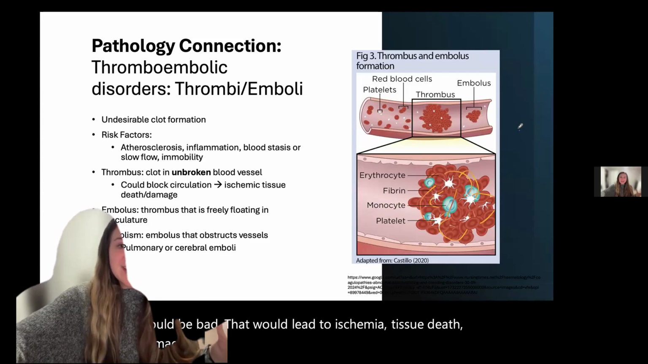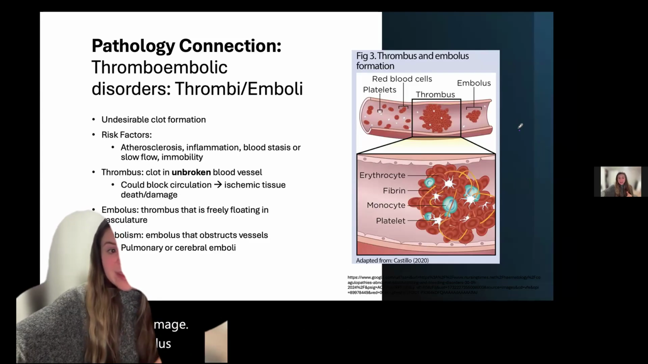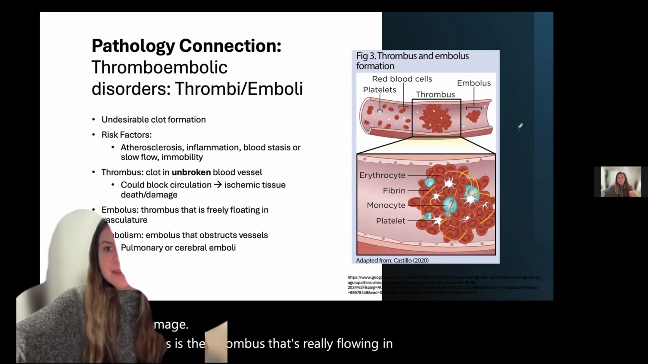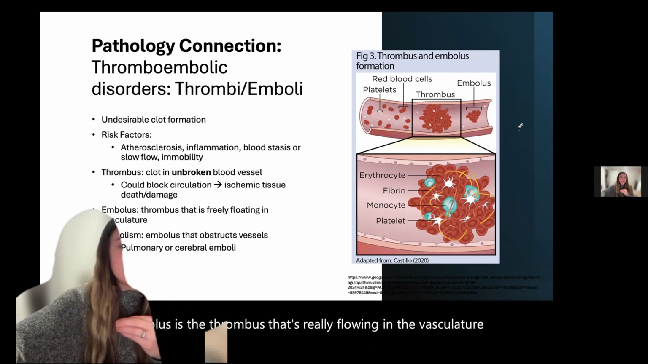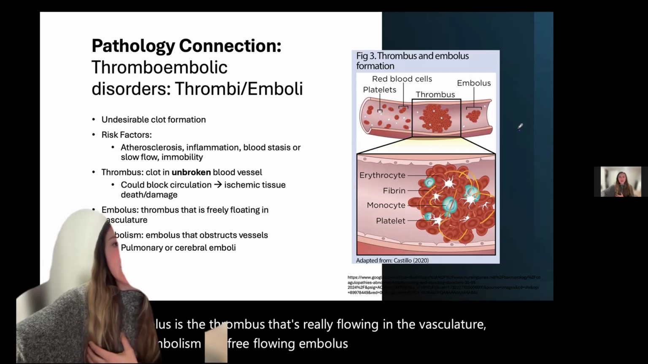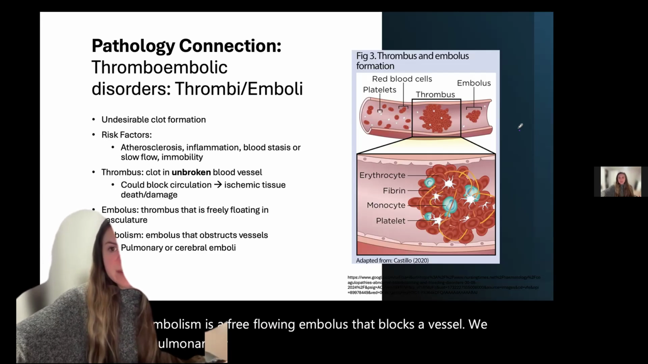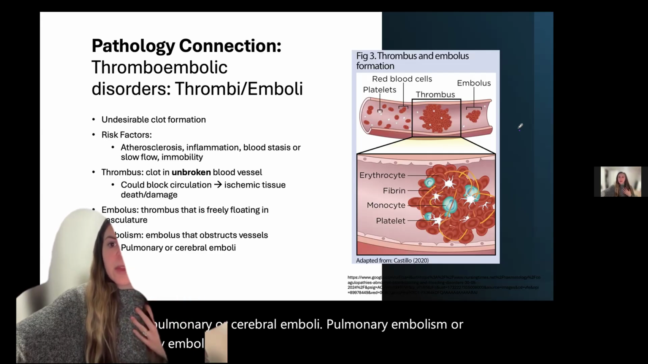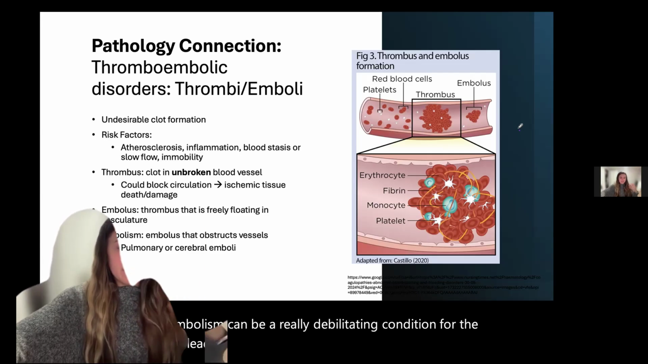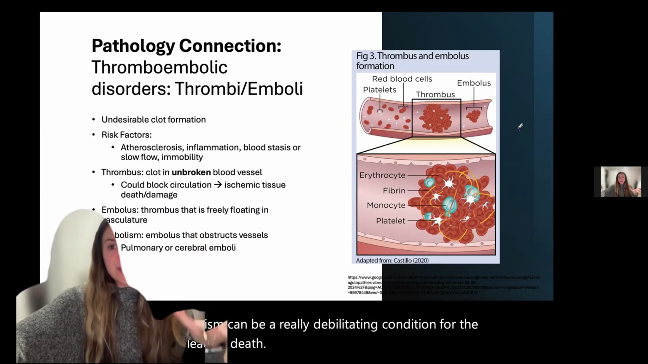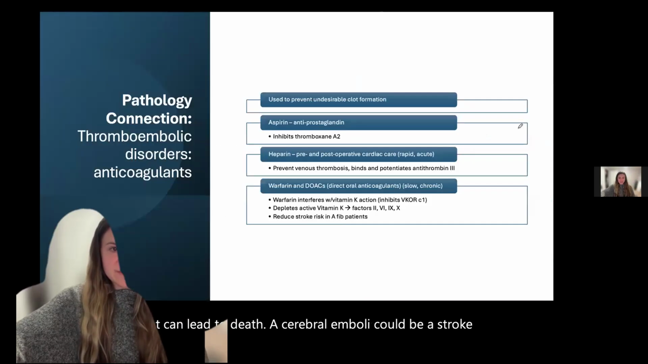An embolus is a thrombus that's freely flowing in the vasculature, and an embolism is a free-flowing embolus that blocks a vessel. We think of pulmonary or cerebral emboli. Pulmonary embolism or pulmonary embolus can be a really debilitating condition for the lungs that can lead to death. A cerebral emboli could be a stroke that leads to death.